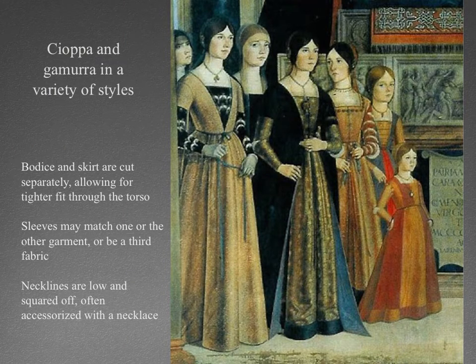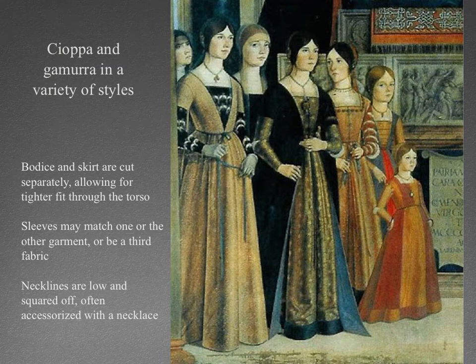Here's some more style variation in choppa and gamuras. So again, you can see, right, bodice and skirt are cut separately. That allows for this tight fit through the torso. Look at these necklines, low and kind of square, and then we've got that plunging neckline of the overgown, right?